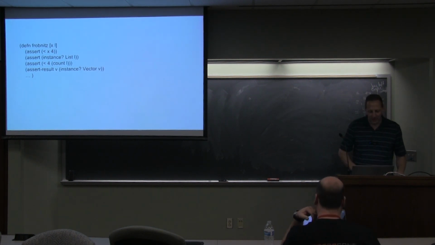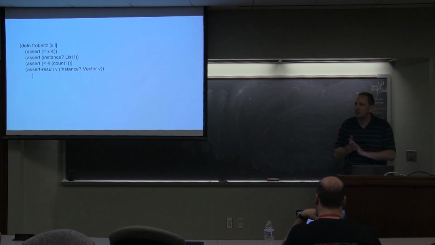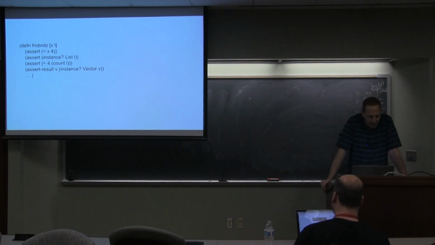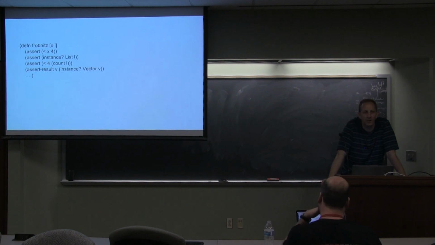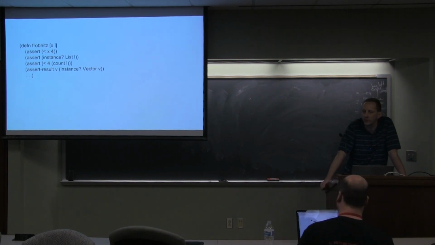Okay, so FrogNets takes two parameters, and we have some assertions on these parameters. The first assertion is that x is always going to be less than 4, and that L is always going to be a list, and that the length of L is always going to be greater than 4, and that FrogNets is always going to return a vector.